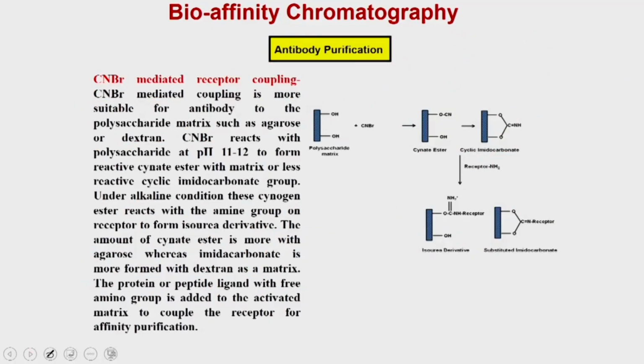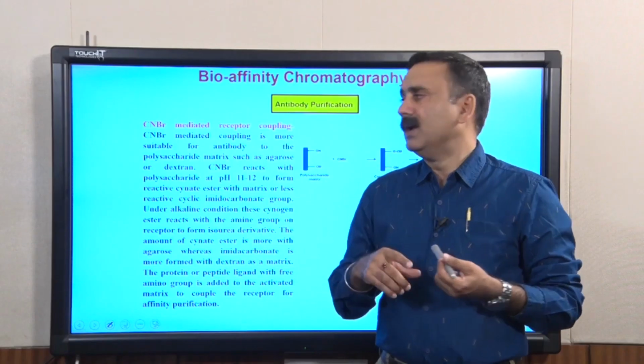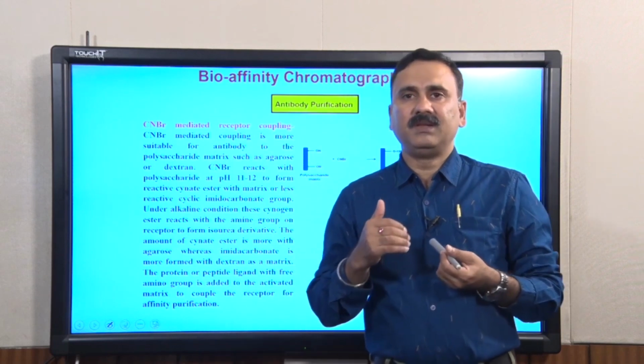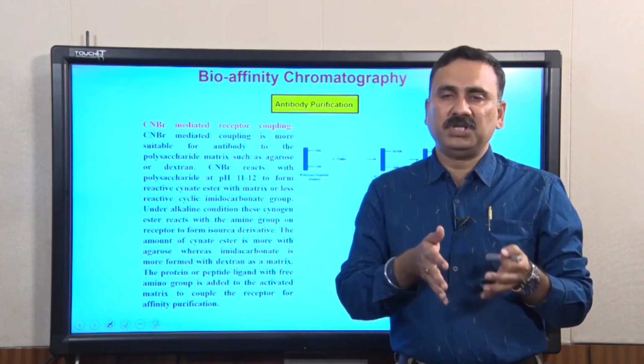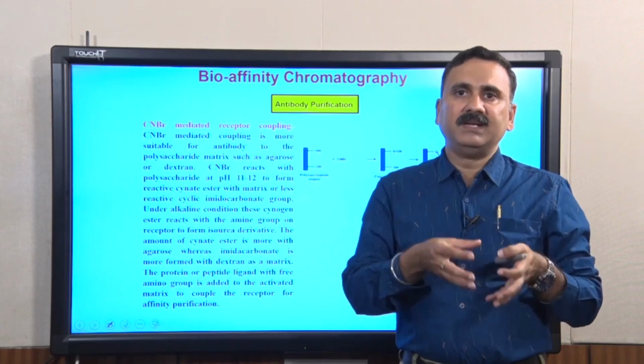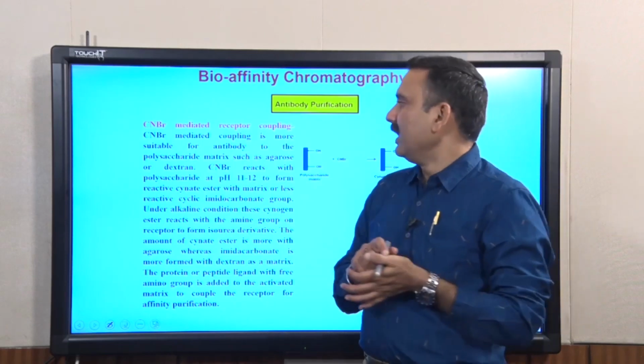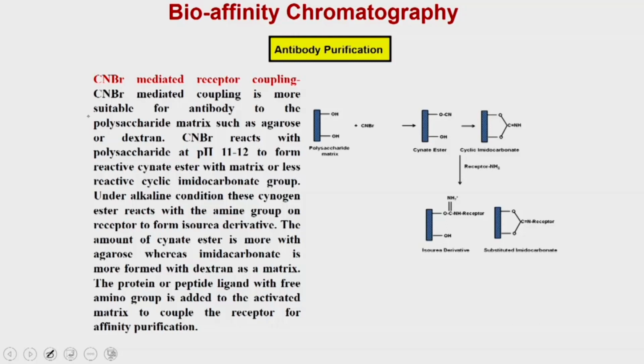So, in a previous lecture we have discussed some of the coupling methods. Those coupling methods can also be used to couple the antigen to the beads, but what we are going to discuss today is the CNBR mediated coupling. CNBR mediated coupling is very specific for proteinaceous material like antibodies, proteins and peptides, and it is more suitable for antibodies to be coupled to a polysaccharide matrix such as agarose or dextran.